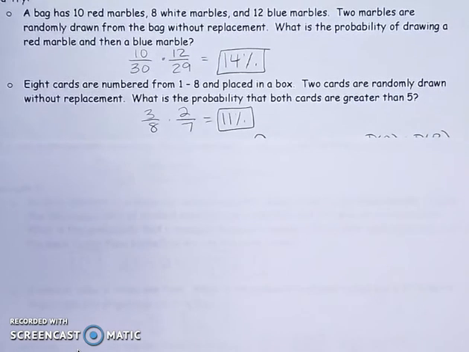Next, you are choosing from 8 cards. You want to know the probability where both cards are greater than 5. The only numbers bigger than 5 are 6, 7, and 8. So that would be 3 out of 8 and 2 out of 7 the second go round because, again, you did not replace it. So that is about 11%.